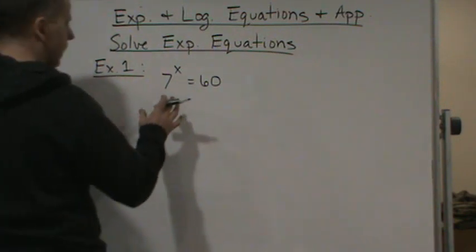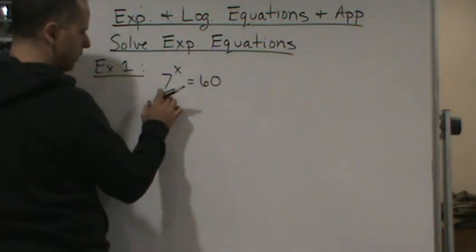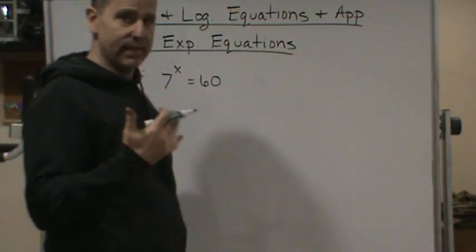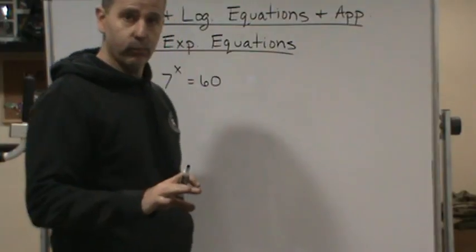So it's already isolated with the exponential on one side, so we're going to take the log of both sides. As long as the log is the same, it doesn't matter, okay?